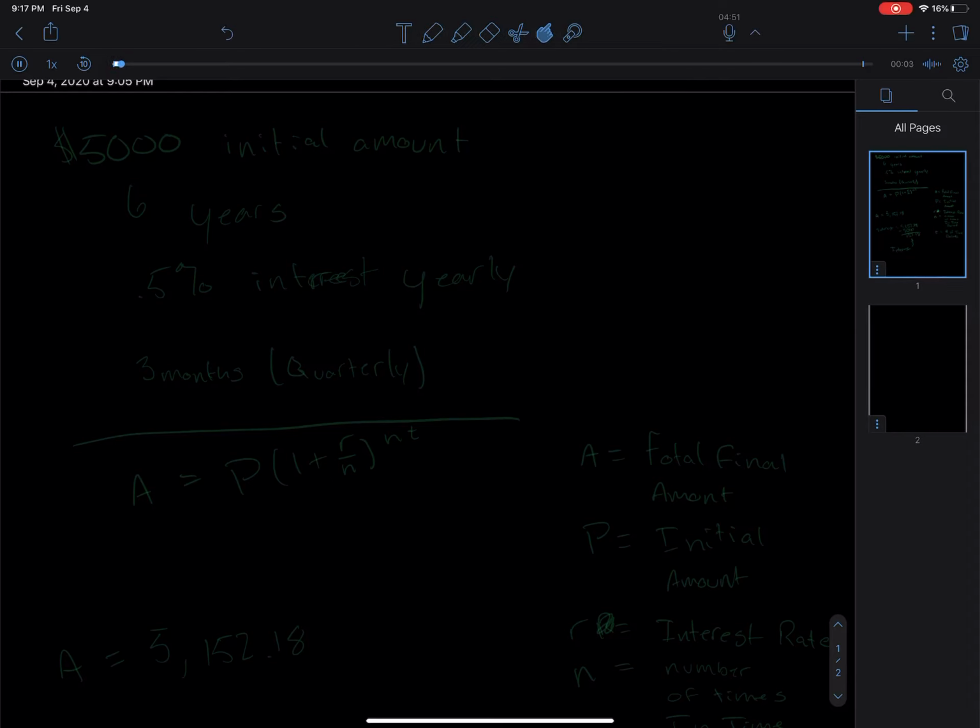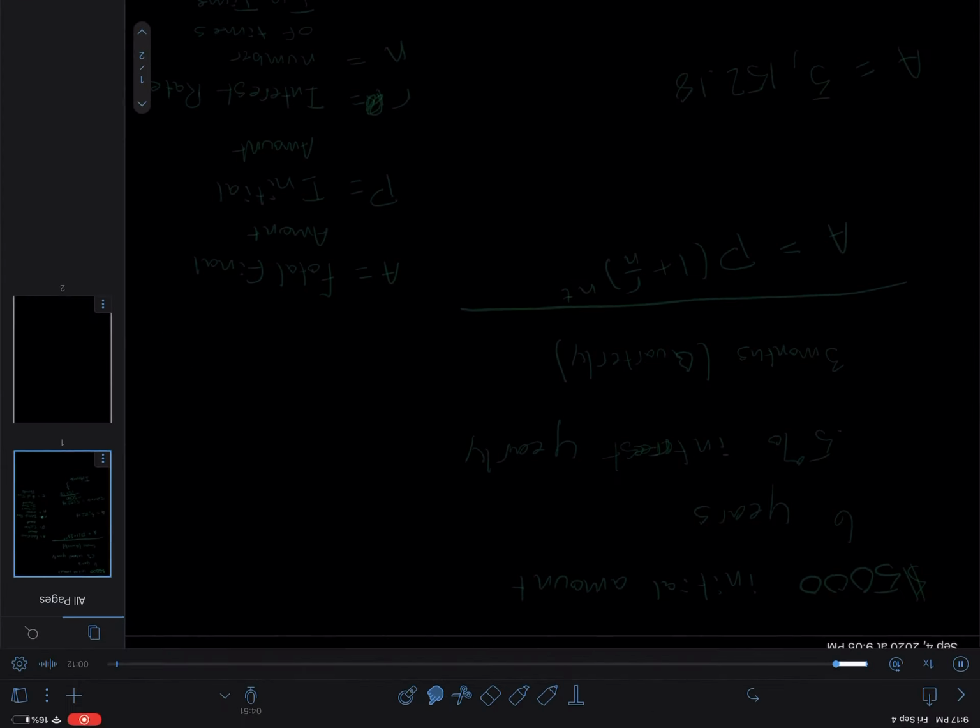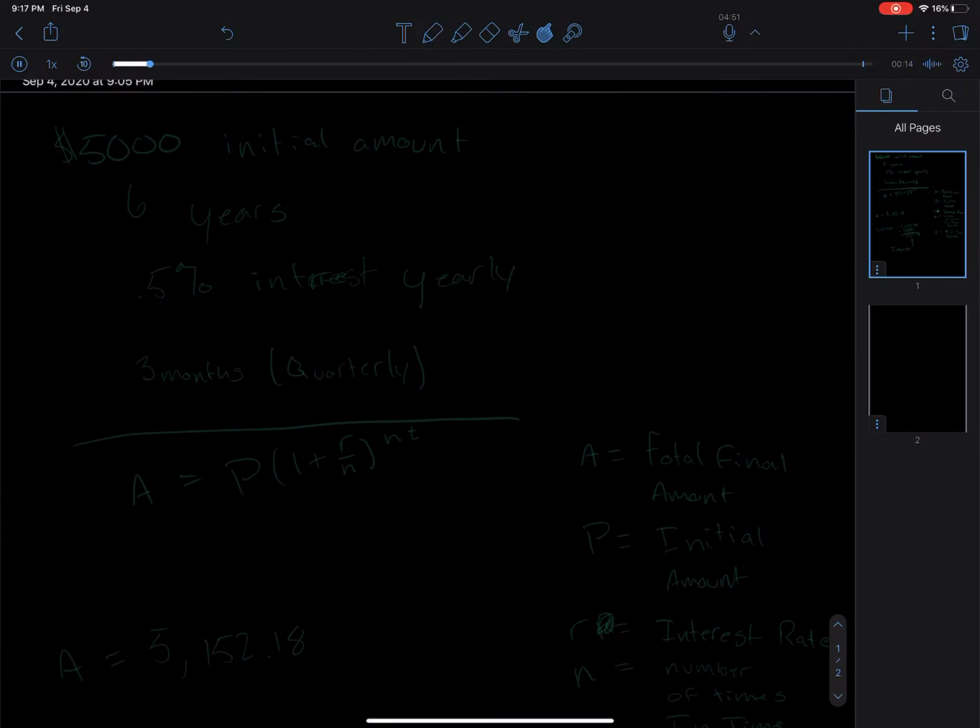Okay, the question is, you borrow $5,000 from a family member and agree to pay it back in 6 years. Because you are part of the family, you are only being charged interest at the rate of 0.5% compounded every 3 months. How much will you owe after 6 years? How much is the interest?